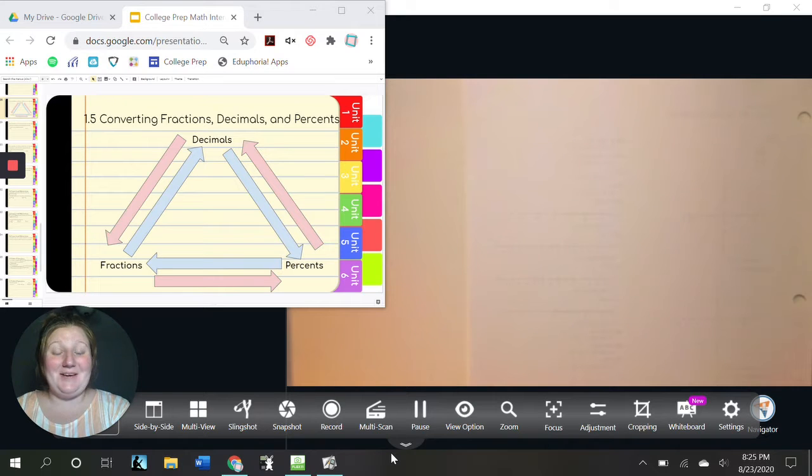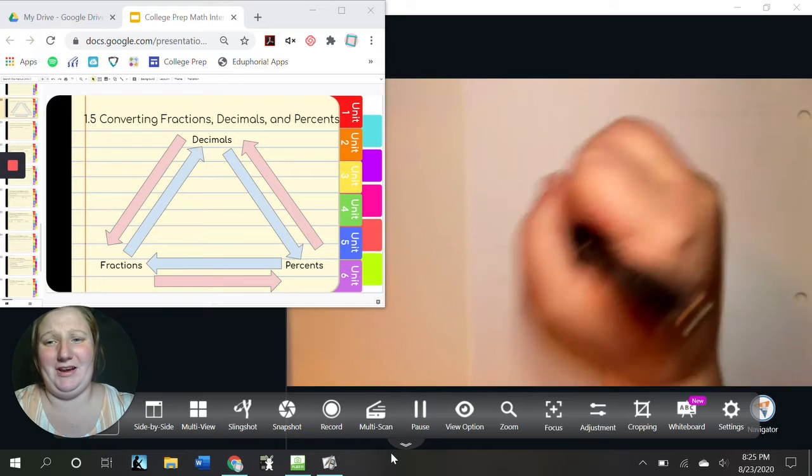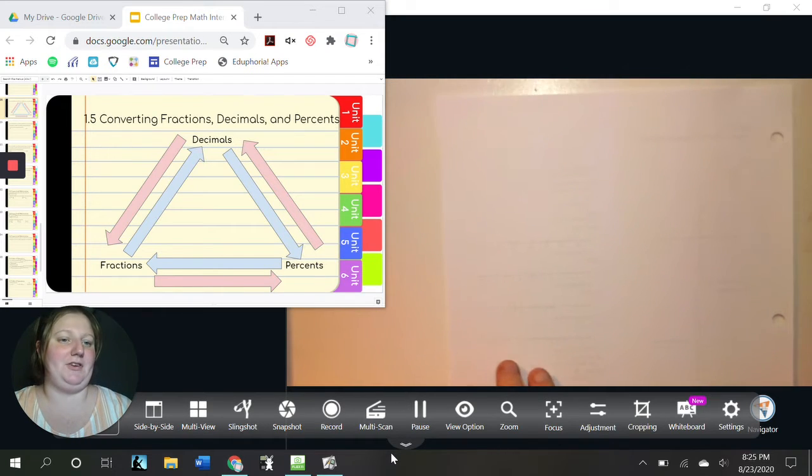Hey you guys, today we're going to be talking about converting fractions, decimals, and percents. So we're going to go through all of this. I'm going to give you a chart to help you out because I know trying to remember all the rules can just be a whole lot more work than you really want to deal with. So I'm going to write my chart over here. It's in your notes if you want to fill it out in your notes instead.